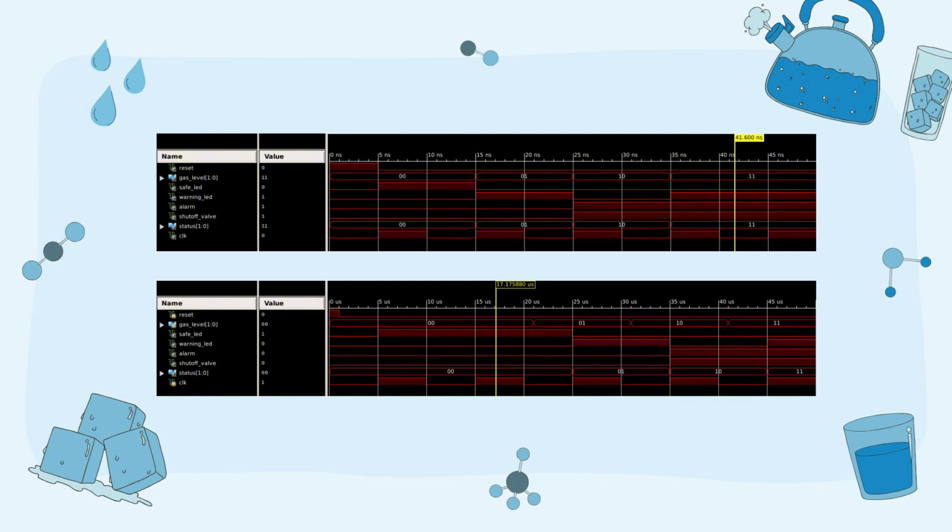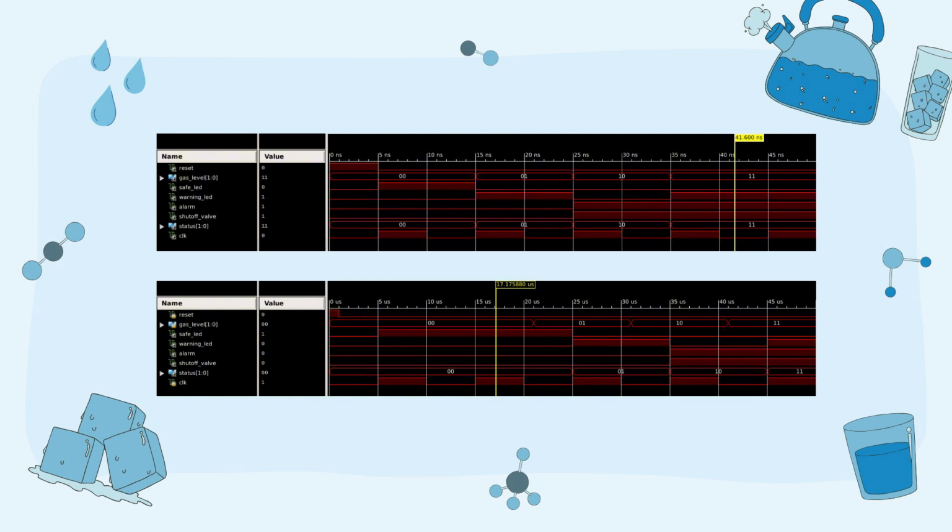This slide shows the ISIM simulation of the VHDL gas monitoring system. At the beginning of the simulation, the reset signal is activated to initialize the system. During this stage, all outputs remain inactive, which confirms that the system starts in a known and safe state. After the reset is released, the gas level input changes sequentially to represent different conditions such as safe, warning, dangerous, and critical states. The waveform shows that the outputs respond correctly based on the applied input values.